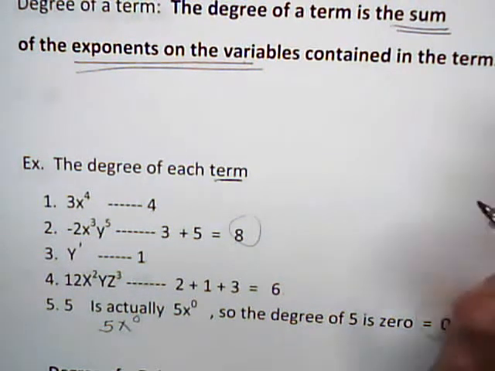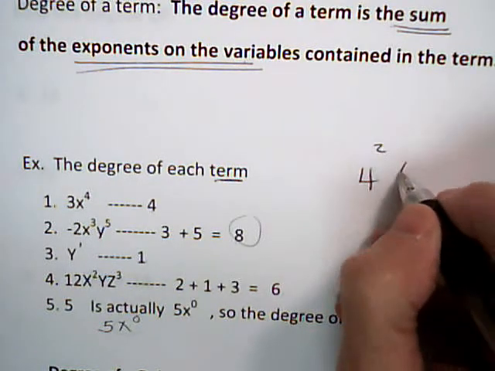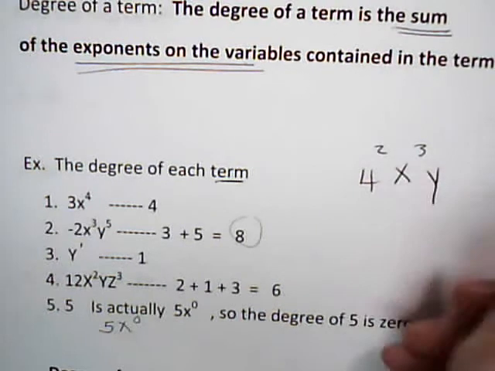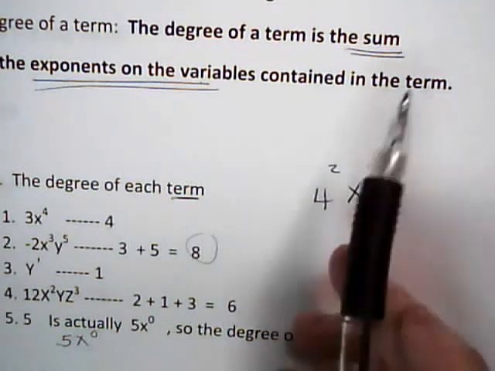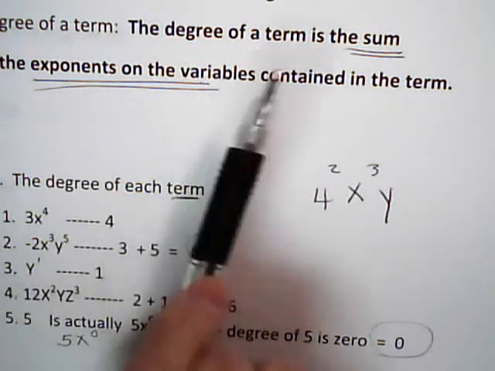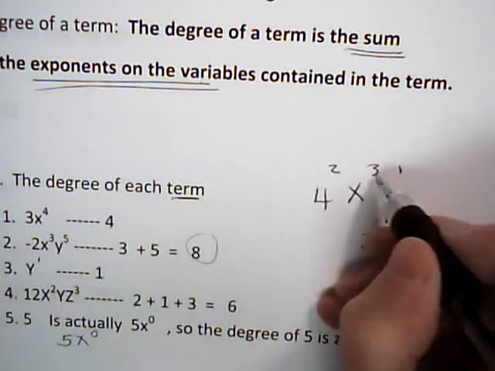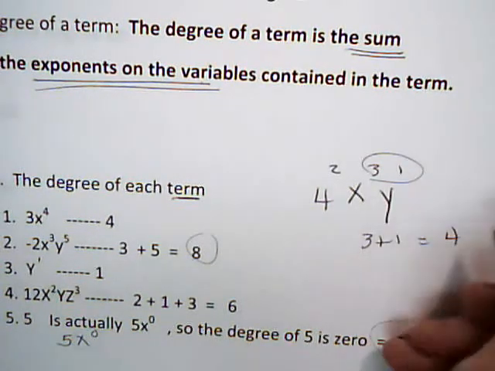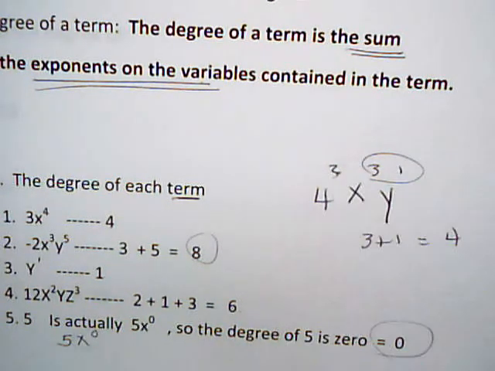One more thing I want to go over here. What if I had 4 raised to the 2nd power x cubed y? And I ask you for the degree of that term. Remember, it's the sum of the exponents of the variables. So this would be 3 plus this 1, which would be 4. You do not take the exponents from the constants.